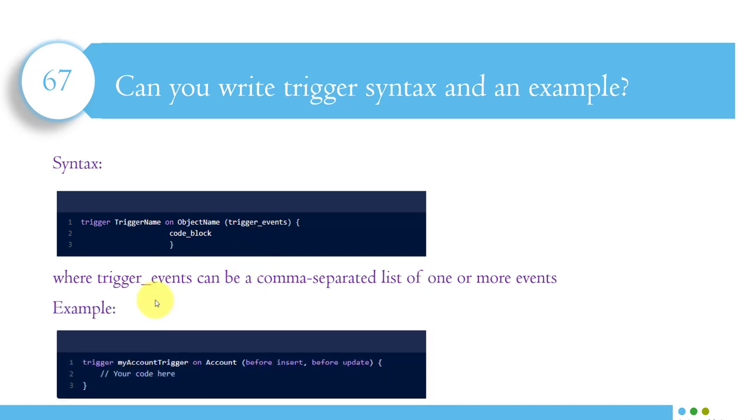Okay, so here is the example. My account trigger is the name I'm giving, on account. I'm writing this trigger on the Account object, and I'm using the events before insert and before update, and then I'm writing the code here.